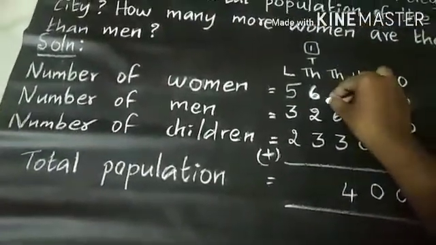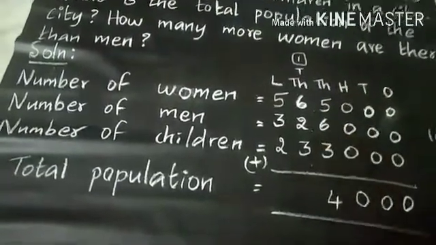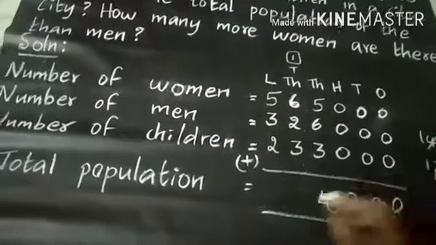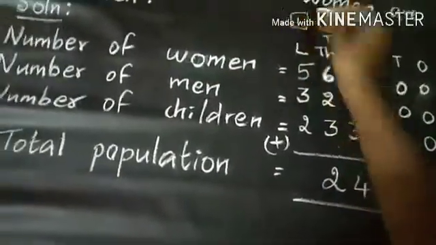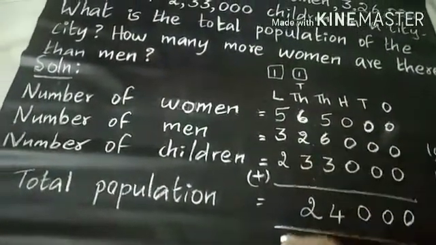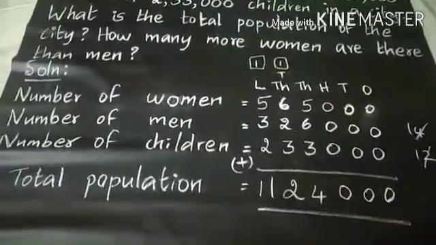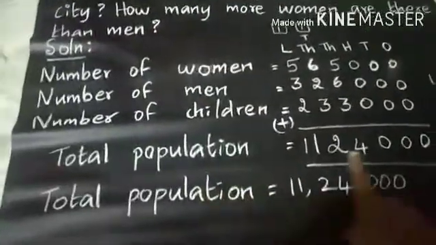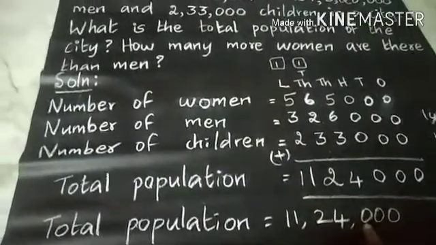Then add 1 plus 6 is 7. 7 plus 2 is 9. 9 plus 3 is 12. Write 2. Carry over 1 to the next place. Then add 1 plus 5 is 6. 6 plus 3 is 9. 9 plus 2 is 11. Now we get the total population is 11,24,000. Is it clear, children?